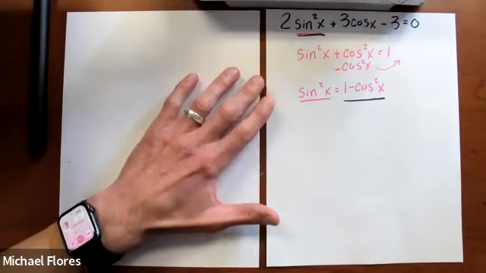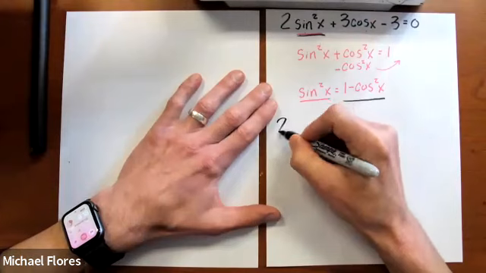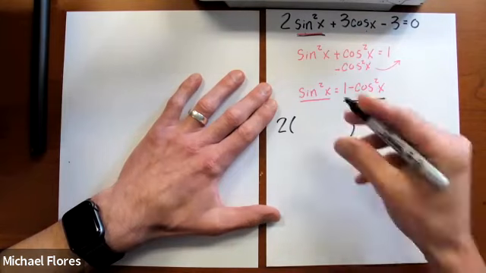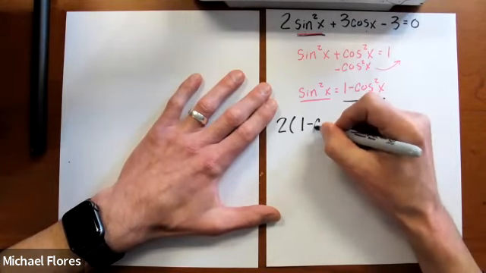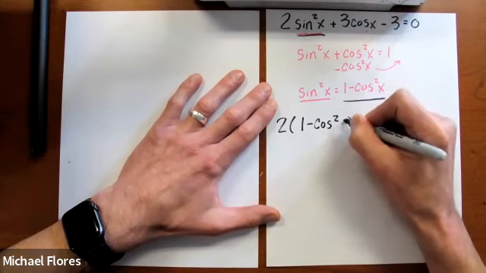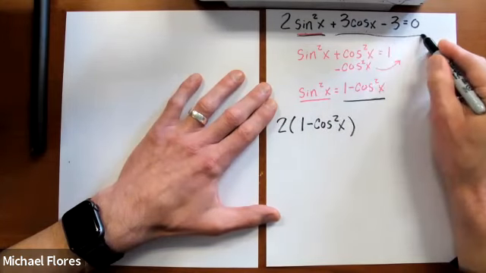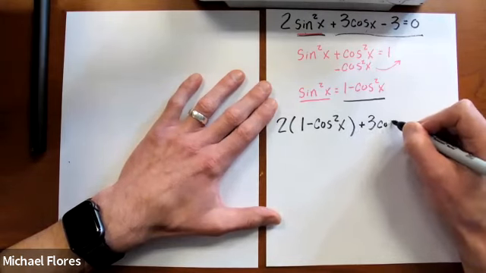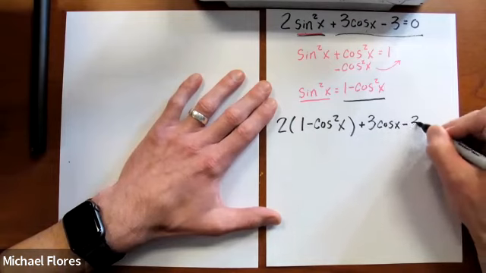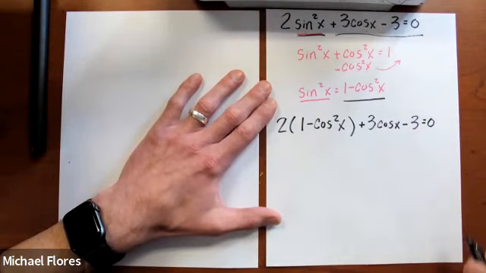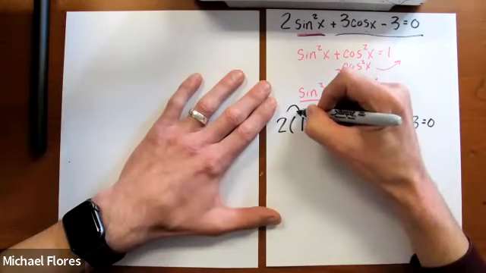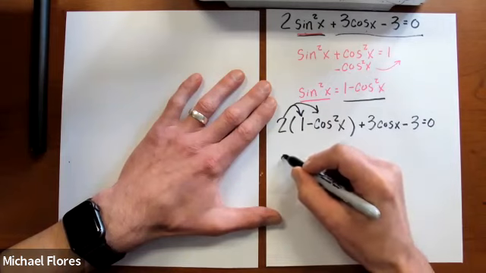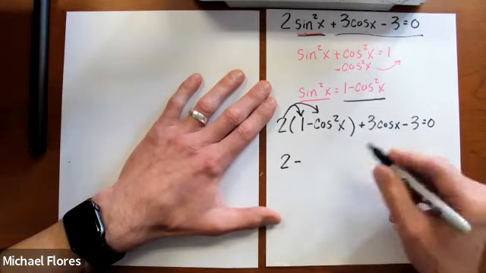I'm going to start rewriting my equation now, beginning with 2. Open parentheses, but instead of sine squared of x, I'm going to substitute what its equivalent is. And then continuing on with the rest of the problem that I just underlined. We want to continue on by multiplying and distributing that 2 throughout the parentheses. So 2 times 1 minus 2 times cosine squared of x.